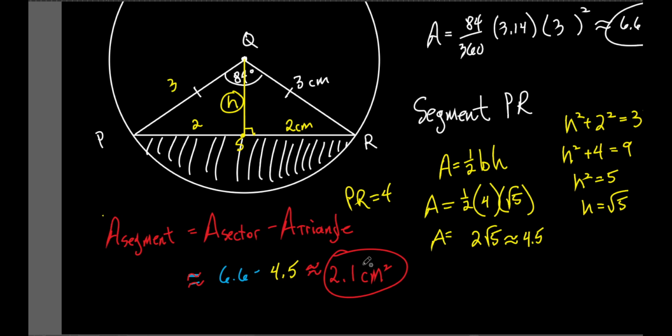Is there a way to find the segment without the sector? Nope. You'd have to find the whole sector, or they tell you the whole sector. They could tell it to you, but you'd either have to be told or be able to find the whole sector. Then you find the triangle, and again, they could have told you the triangle. But on this one, they didn't tell you either one of them, and that's probably what they're going to do most of the time. You're going to have to find the sector, find the triangle, take the triangle away, and then you've got what's left over. This is basically leftovers, the segment. That's what you're finding. We good?